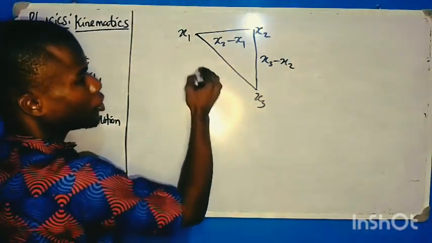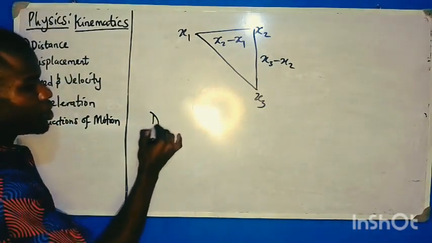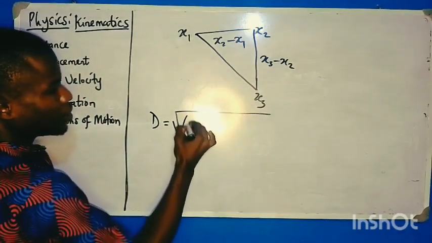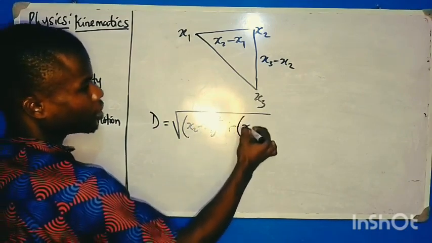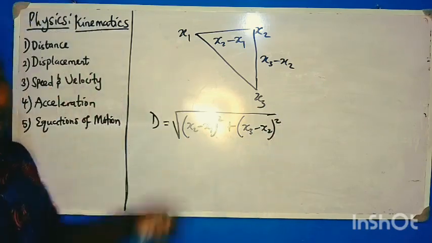Remember, this forms a right angle triangle. So our displacement d is now equal to the square root of x2 minus x1 all squared plus x3 minus x2 all squared. That's the displacement of the body in this case.